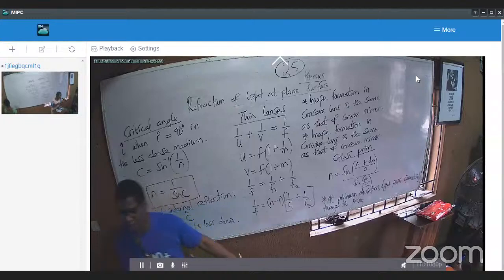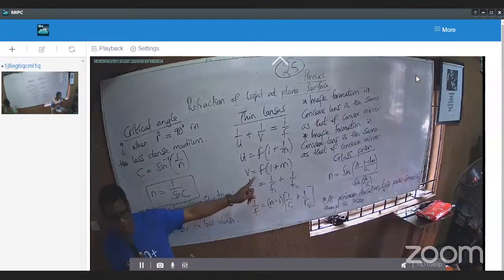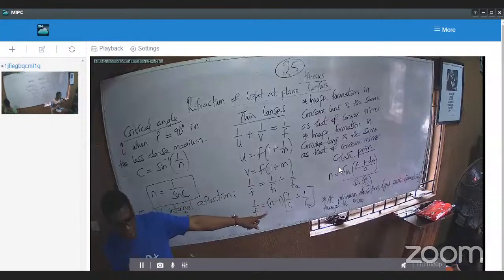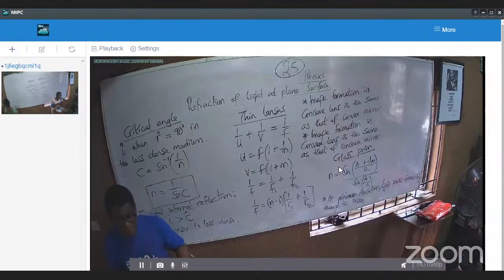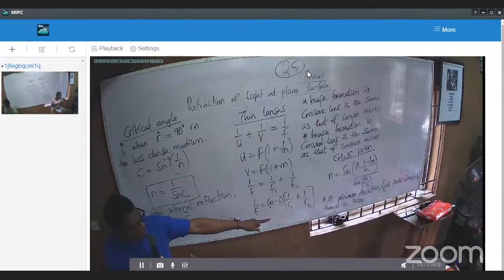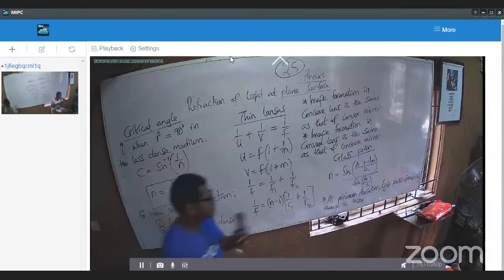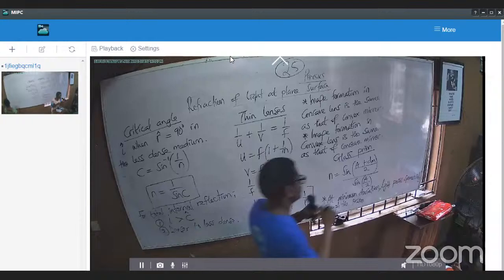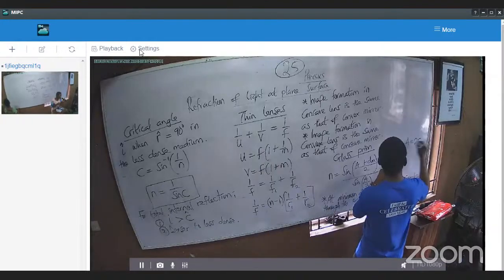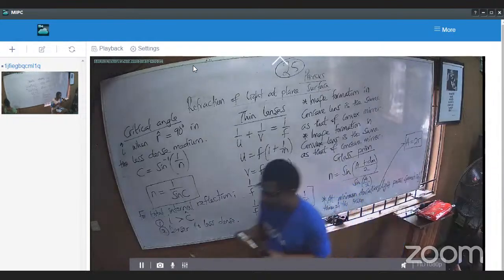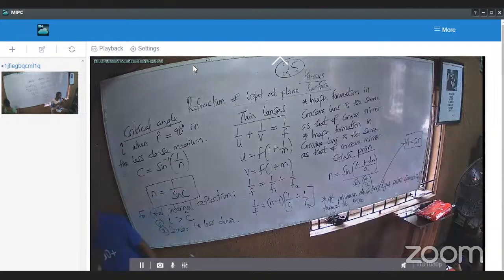For those who cannot see that, I wrote at minimum deviation, light passes symmetrically through the prism. So at minimum deviation, A is 2r. So that's the end of that topic. It's quite an interesting topic. It's similar to mirror.